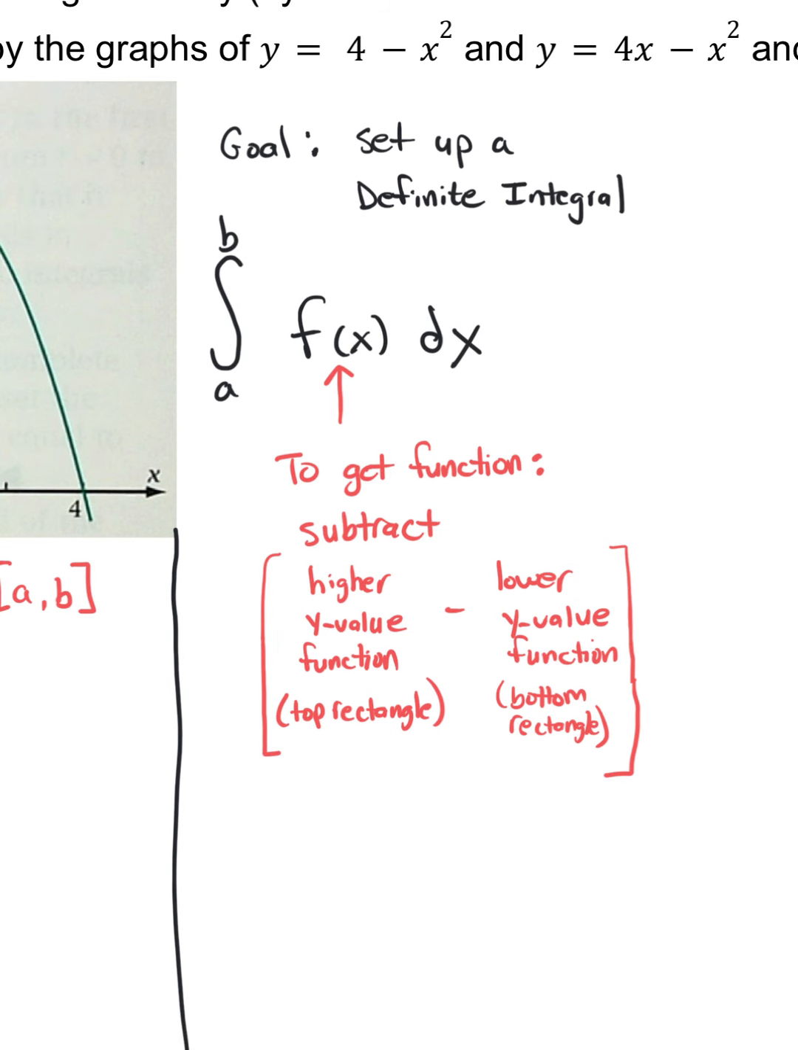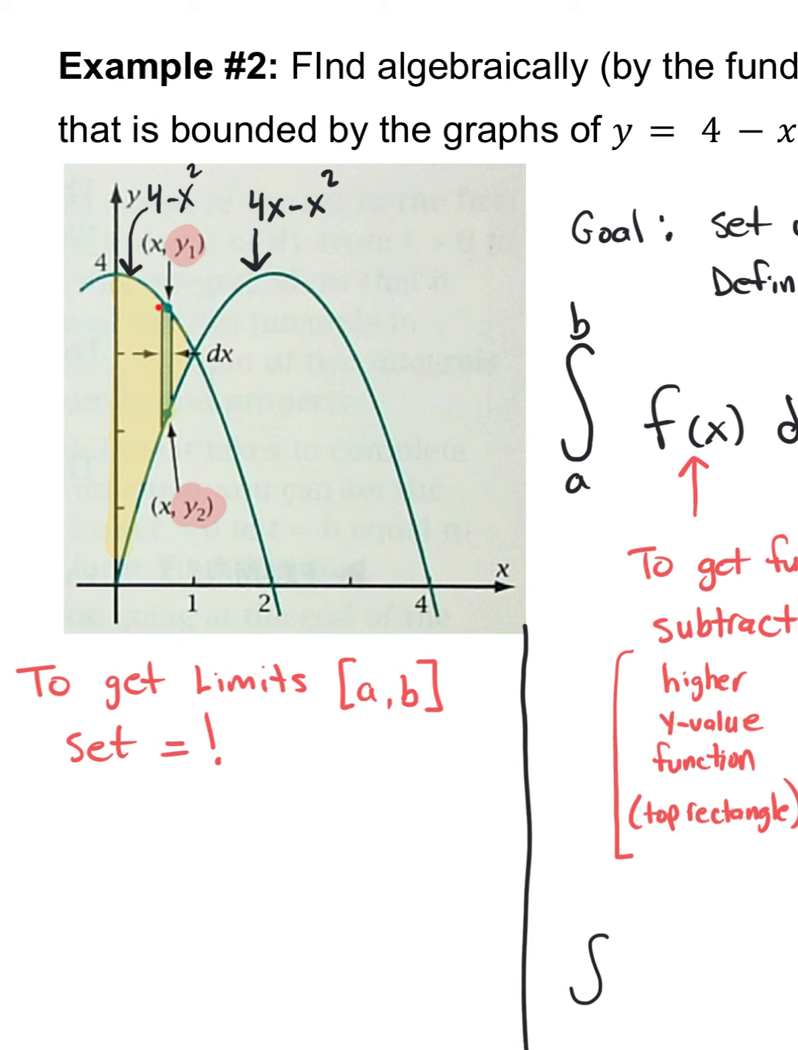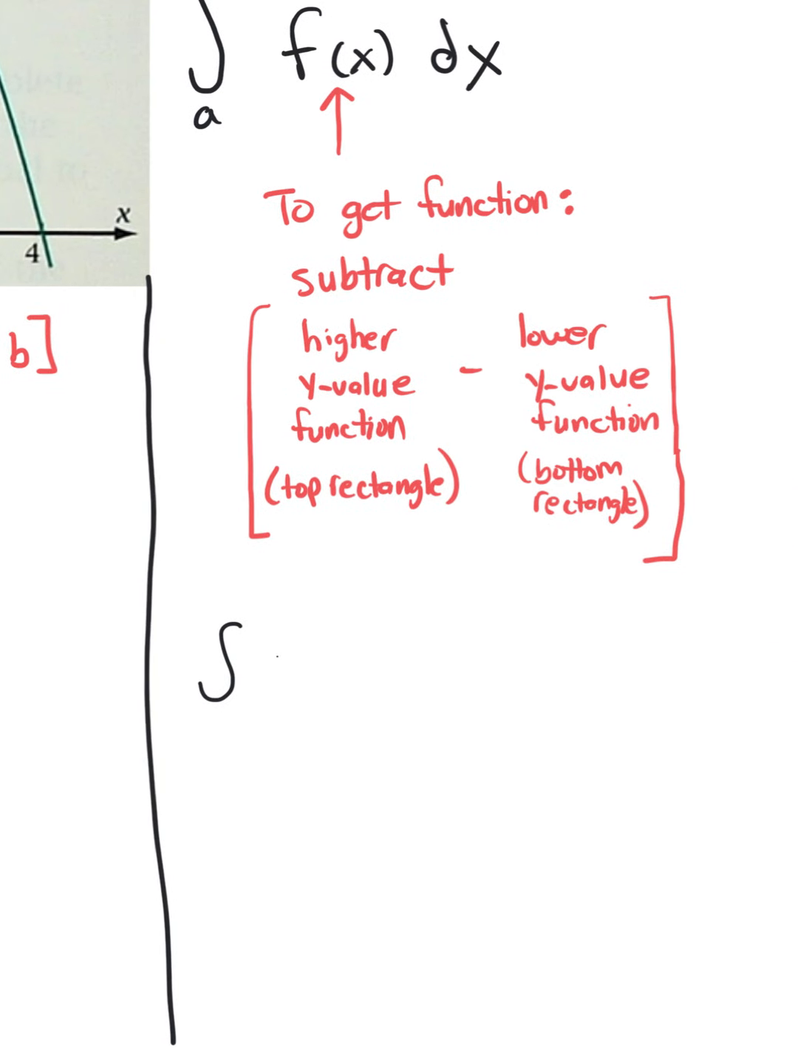For our integral, we take the top of the rectangle function, 4 minus x squared, minus the bottom of the rectangle, 4x minus x squared. So we have 4 minus x squared, and then don't forget that second one has to be in parentheses, 4x minus x squared, because you have to remember to distribute. All right, so now we simplify. So we distribute the negative.